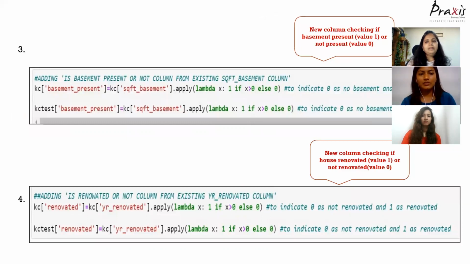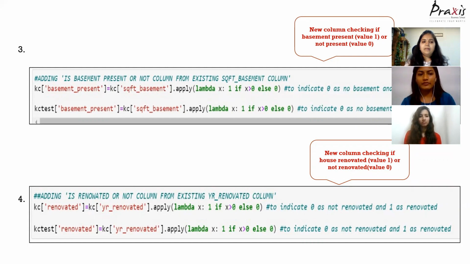Coming to the next feature, basement present. Here we are checking whether the house has a basement or not. And we have used the existing feature, square feet basement, in our data set. And here 1 means the house has a basement and 0 means it doesn't.